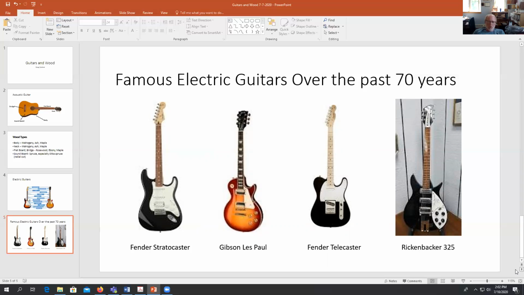So that's my short little overview of guitars, and I hope you enjoyed that.